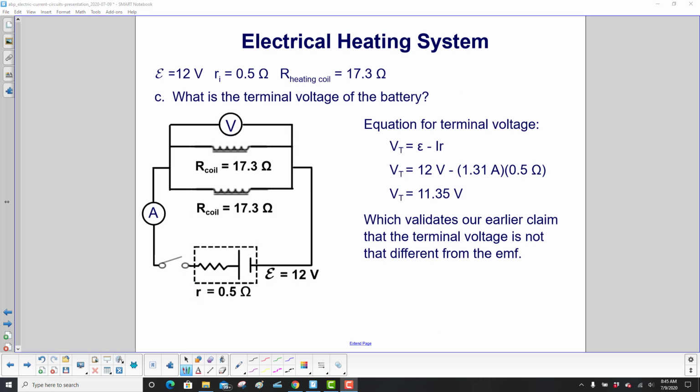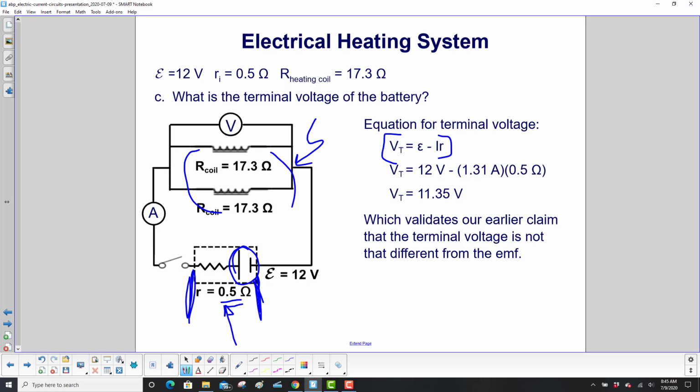What is the terminal voltage of the battery? Our equation for terminal voltage is EMF minus I times R, where I is the current in the circuit. So the EMF here is supplying 12 volts, but the battery is a little old. It has some internal resistance. Not all of that voltage is applied to our heating coils. There's a slight voltage drop here inside the battery. And then when you measure that, you measure it here in parallel. If you'd like to measure that, we don't have to. We're more interested over here.